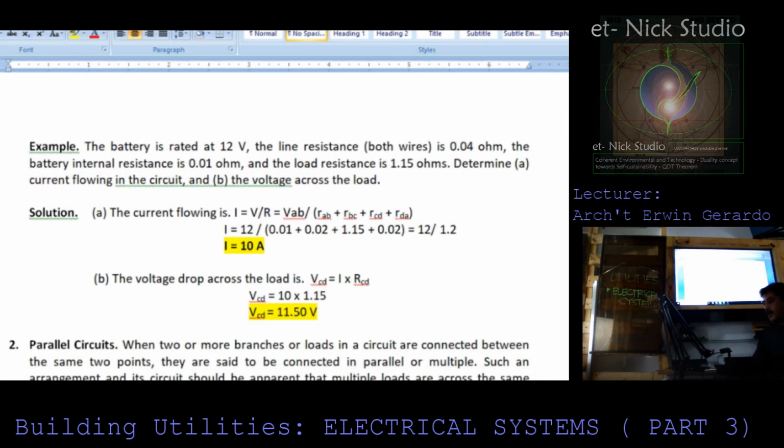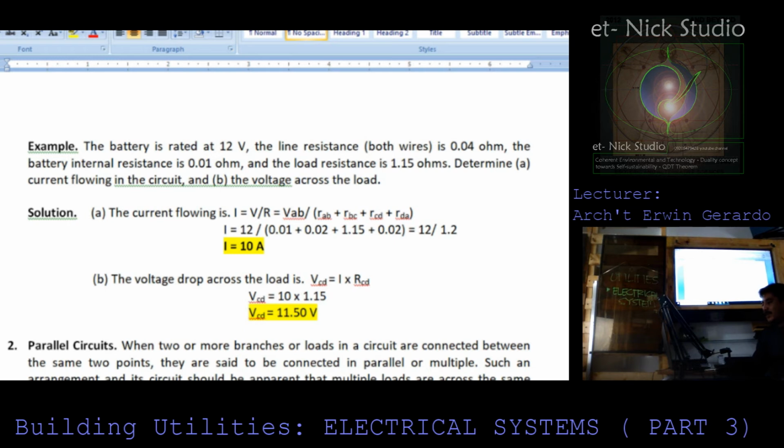Example under series circuit. The battery is rated at 12 volts. The line resistance, both wires, is 0.04 ohm. The battery internal resistance is 0.01 ohm, and the load resistance is 1.15 ohm. Determine letter A, the current flowing in the circuit. Take note that when you say circuit, this will be in the form of a wire already. That's why it is mentioned that it has resistance.